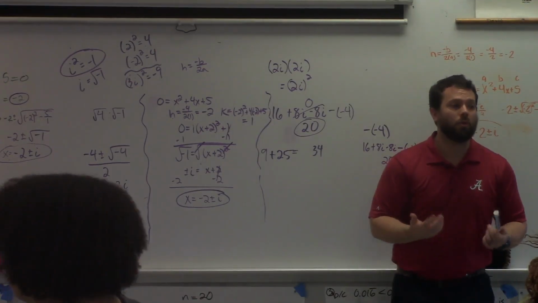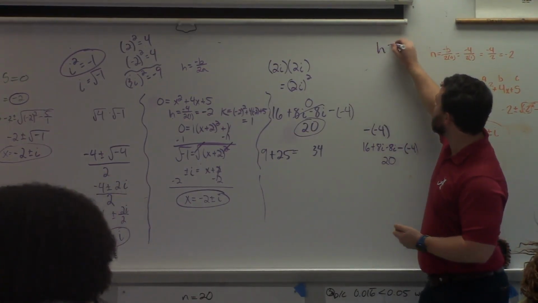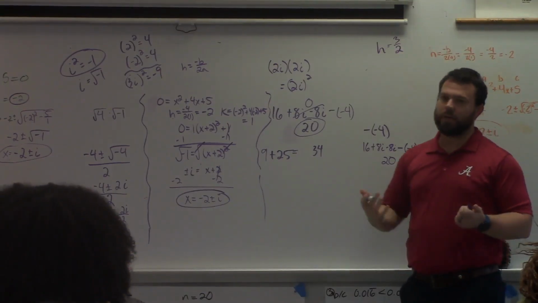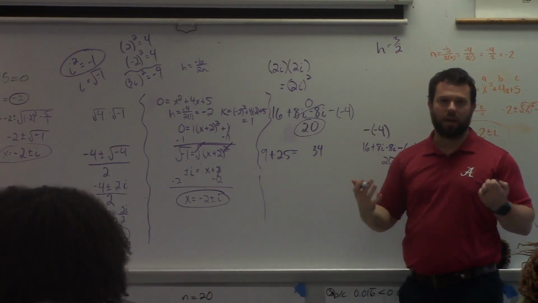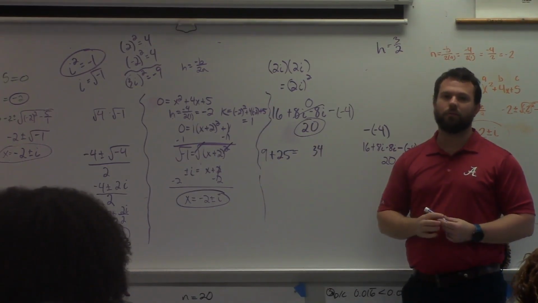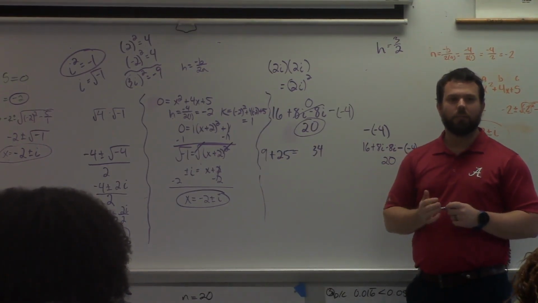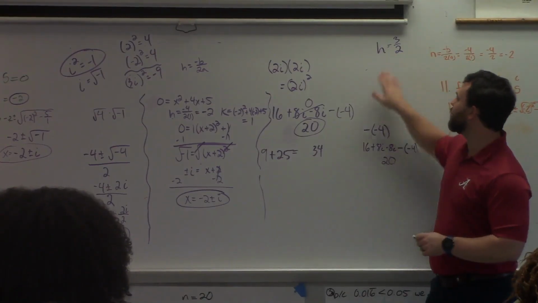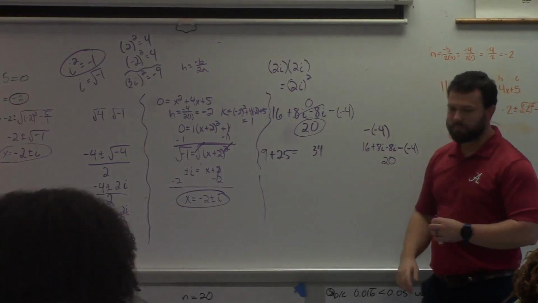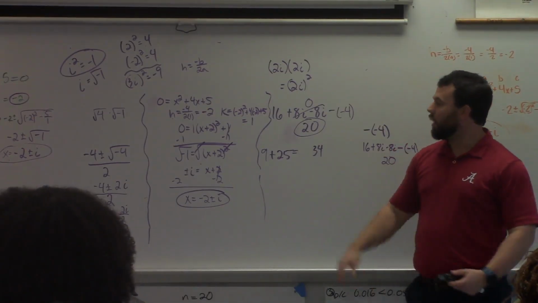If you don't get a nice h, like if I got h equals 3/2, I'm not using the distance or the vertex method. I'm going to use the quadratic formula, because I probably won't have to simplify a whole lot. But if you get a nice integer value for h, I would use that. Okay? I'll bring this back up in a second.